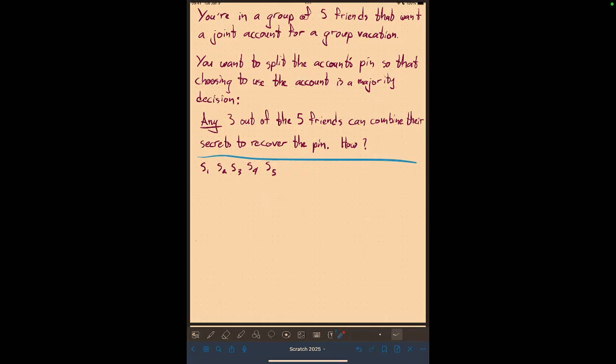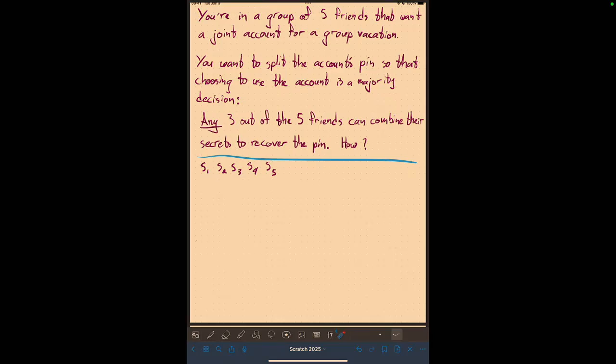The tricky part now is you want this threshold function where like if these 3 friends come together, their 3 secrets somehow can be combined to get the original secret S, or these 3 friends, S1 and S4 and S5, or these 3 friends. You know, you want any 3 to be able to come together and create a secret. Much harder. Like it's not obvious how you would do this, at least not with the way we've been doing.